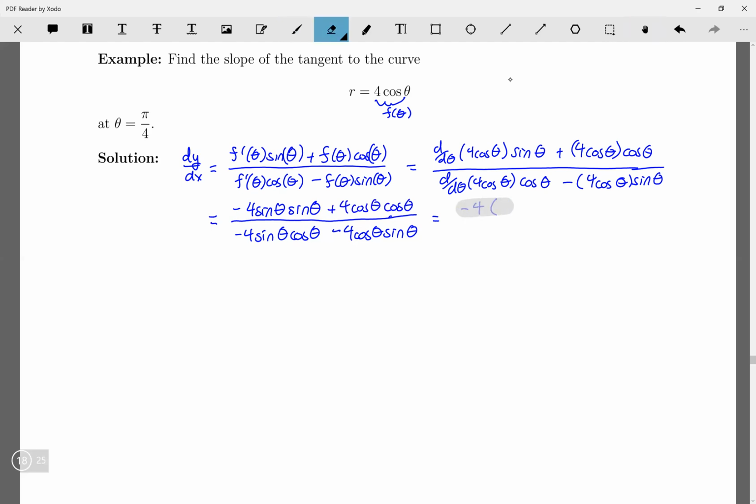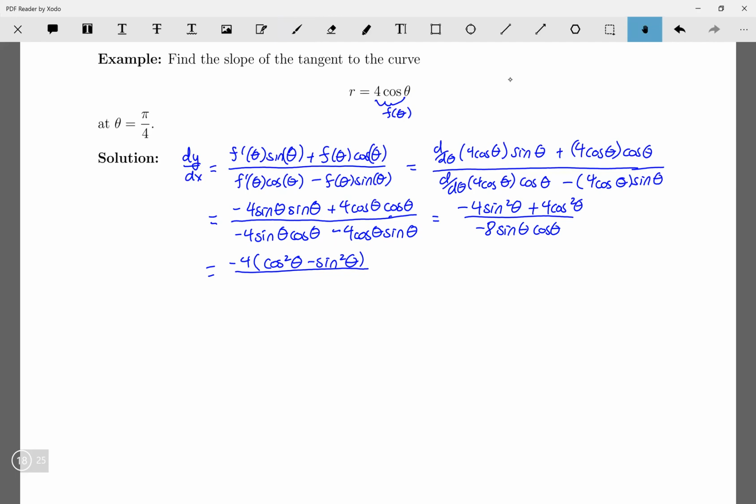Maybe you'd like me to show one more middle step. That's negative 4 sine squared theta plus 4 cos squared theta divided by negative 8. I think that's sine theta cos theta. So I'm actually going to factor out a negative 4 from the numerator, giving me cosine squared theta minus sine squared theta. And I'm going to do the same thing in the denominator.